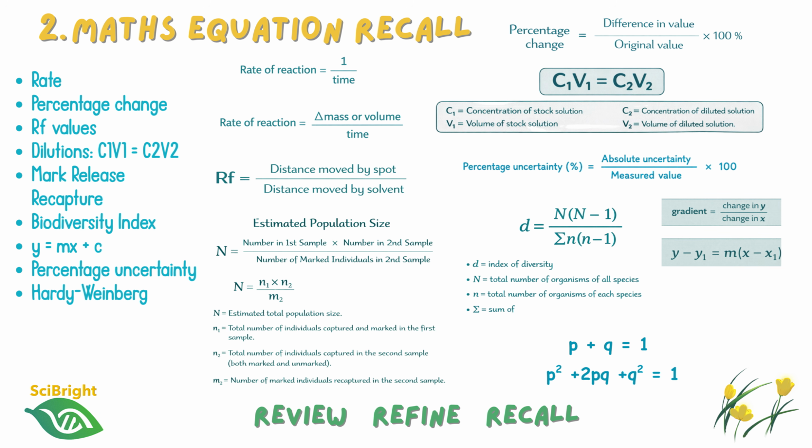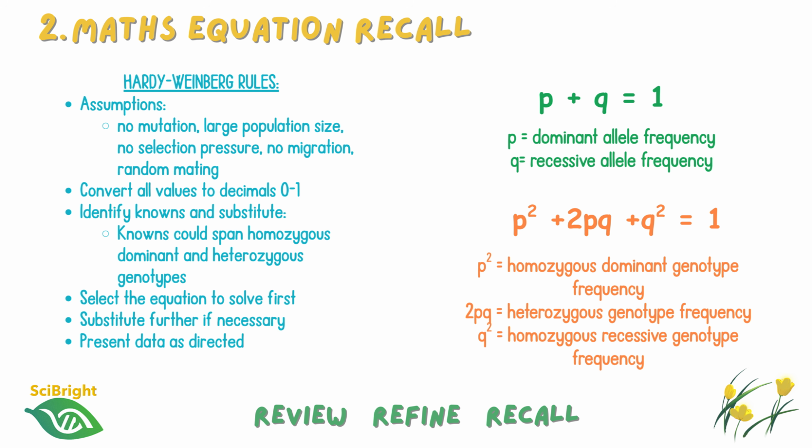For the biodiversity equation, you do not need to recall the equation, but make sure you know that capital N refers to the total number of organisms of all species, and lowercase n refers to the number of each individual species. Now, two common ones for paper 2 are Hardy-Weinberg and mark release recapture. So make sure you can recall these equations, and for both of them, ensure you can list the rules for applying the equations. For mark release recapture, I will reference these a bit later.